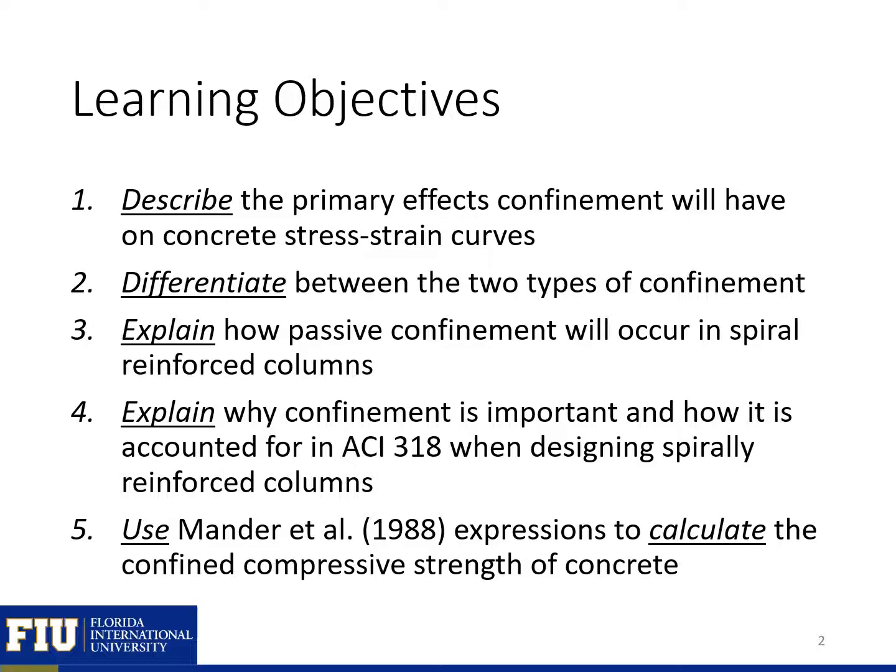By the end of this section, I want you to be able to describe the primary effects confinement will have on the concrete stress strain curve, differentiate between the two types of confinement, active and passive, explain how passive confinement will occur in spiral reinforced columns, explain why confinement is important and how it is accounted for in ACI 318 when designing spirally reinforced columns, and finally be able to use Mander et al. expressions to calculate the confined compressive strength of concrete.